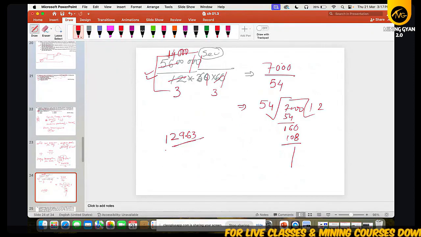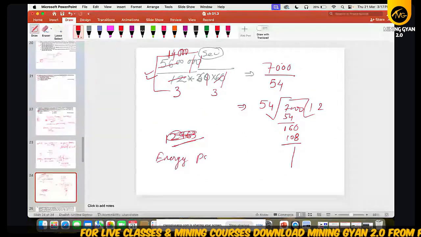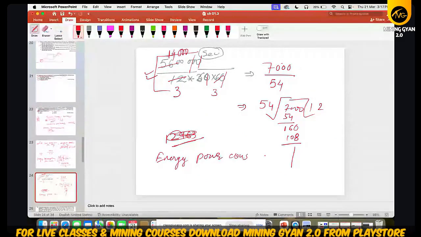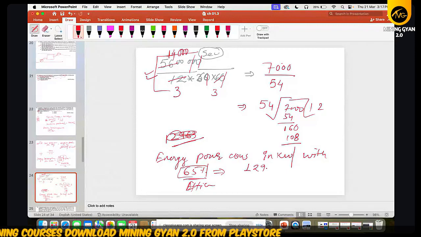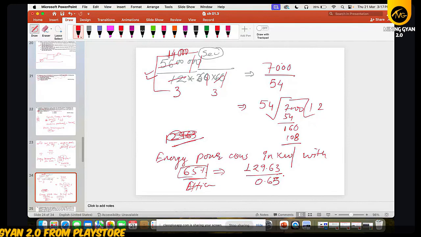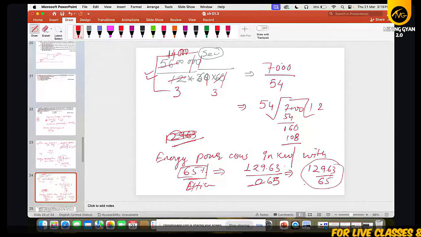1.963 divided by... let me write it: energy, power consumption in kilowatt, with 65%. If they have asked us for 65% efficiency, so we know 129.63 divided by efficiency 0.65. So it will be 129.63 divided by 65. You have to know the division.